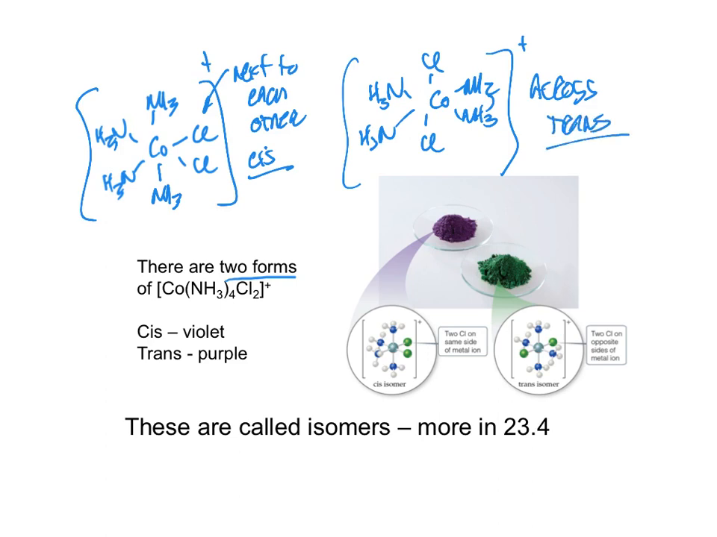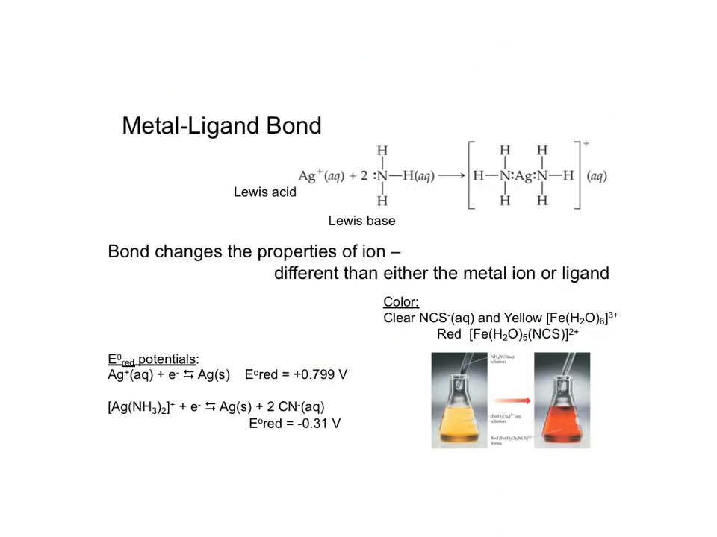So you can see on this slide how they're very different colors, and note how they look in these pictures, just in case something like that appears on your final. These are called isomers, and there's more about that later, but cis and trans are termed isomers. Here's this metal ligand bond.